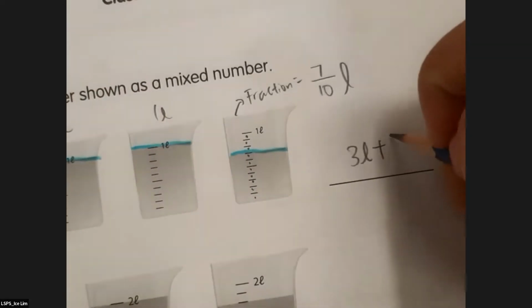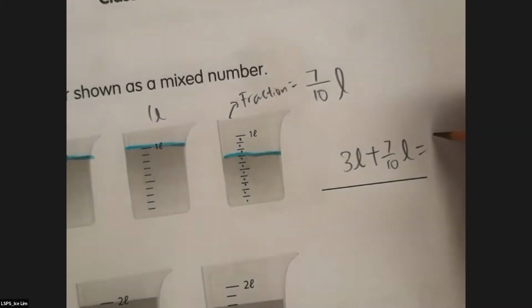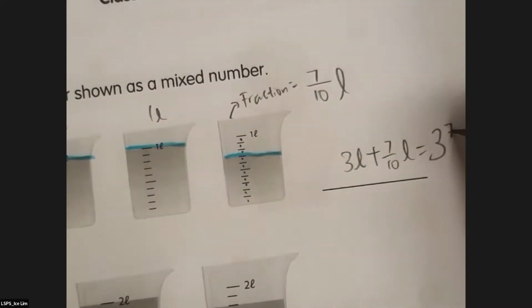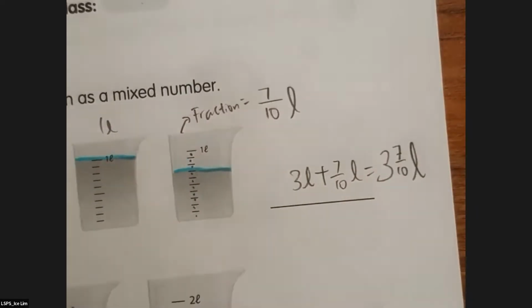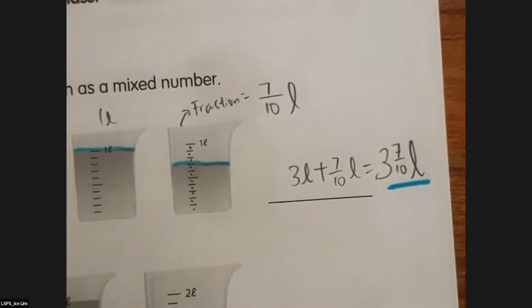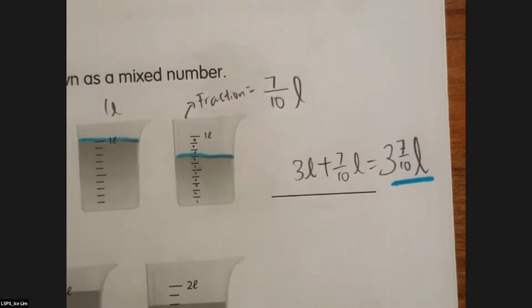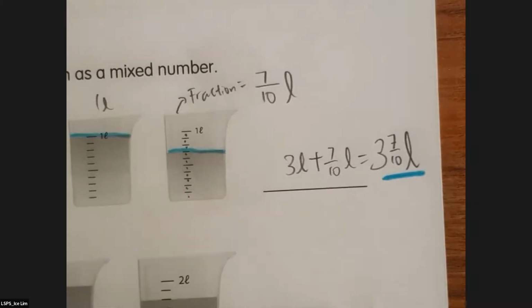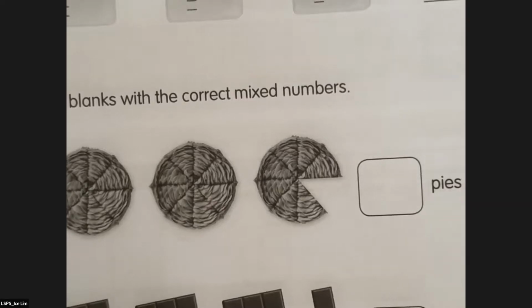So I add up the 7/10 of the liter. Altogether, I will get 3 liters and 3 and 7/10 liters. Make sure you have your units. 3 and 7/10 liters. Is this okay? Is this okay? Now, how about the next one?